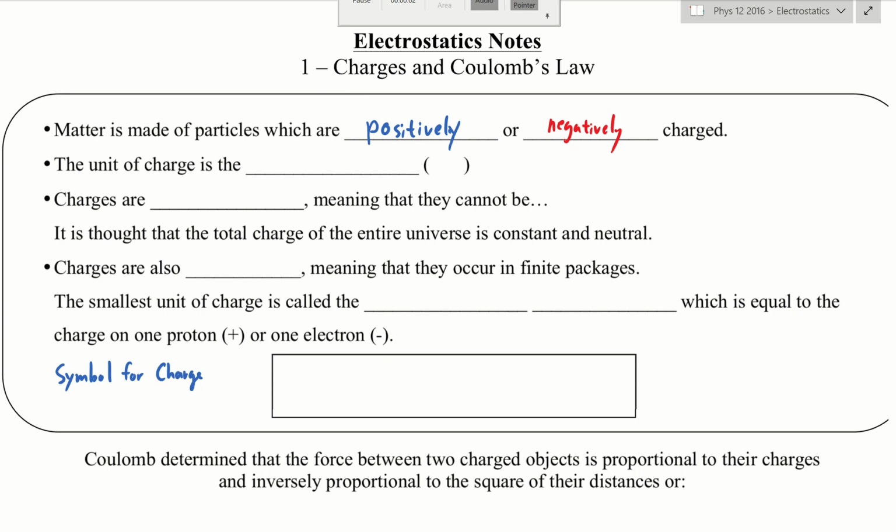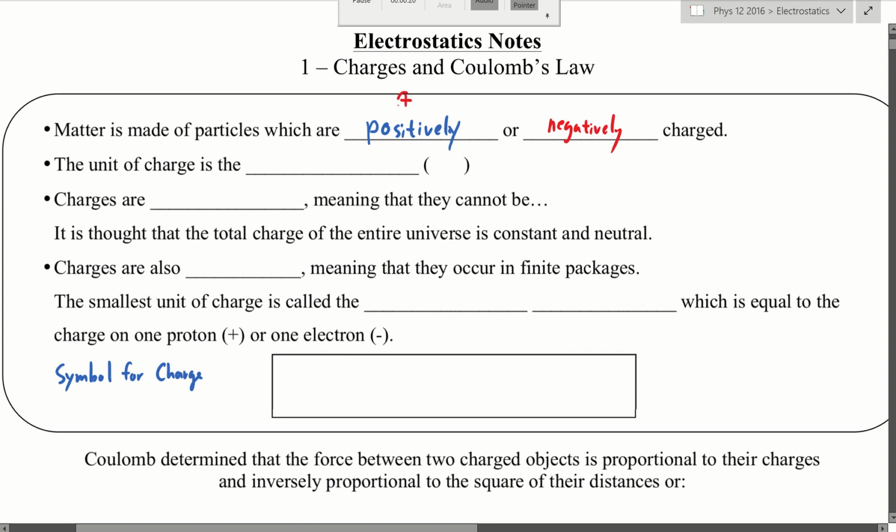Hello everyone. So after the special relativity topic, we are going to look at the next item in store, which is electrostatics. So I hope you know that matter is made of particles, which are either positively charged, like for example, a proton, right? Or negatively charged, for example, like an electron.